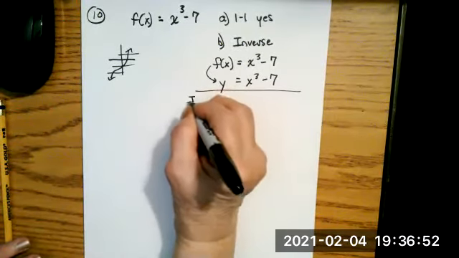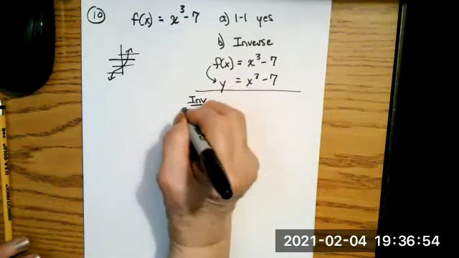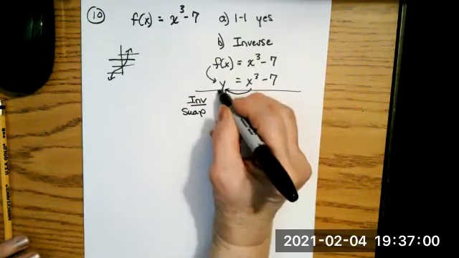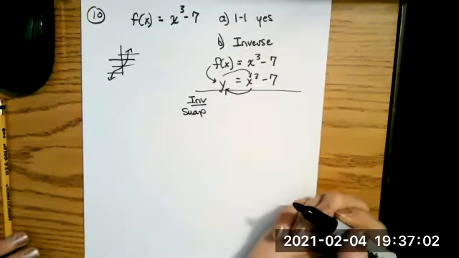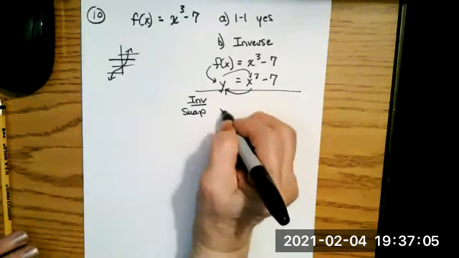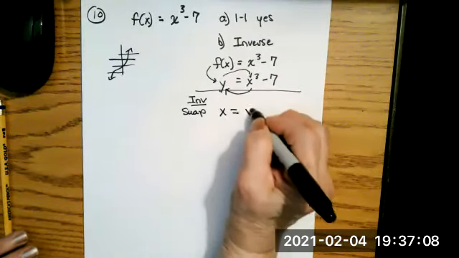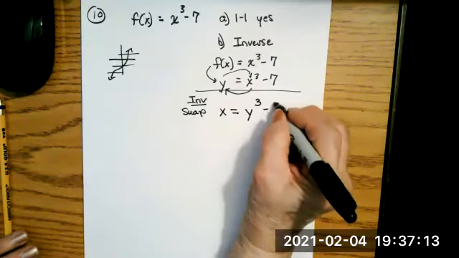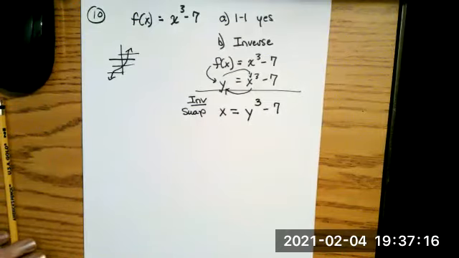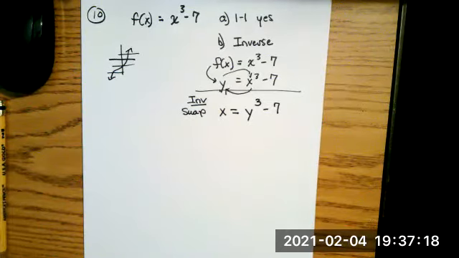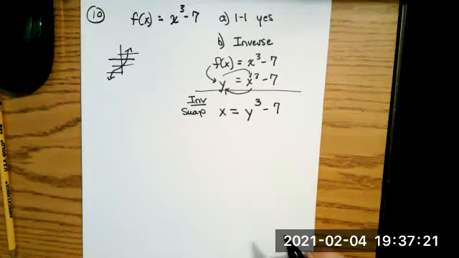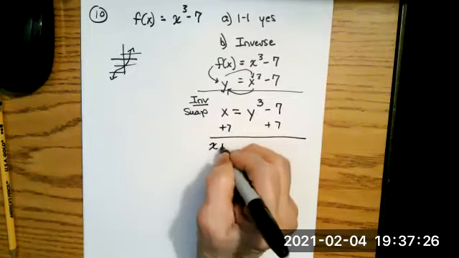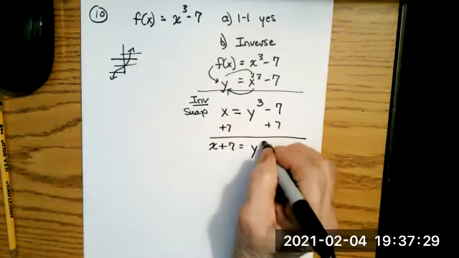Now then, this is where I do my inverse. This is where you swap. You're going to move the x over there, and the y is going to come over there. So this is going to say x equals y, the 3 stays there, y cubed minus 7. Are you good? Now you add 7 to both sides, and you get x plus 7 equals y cubed.